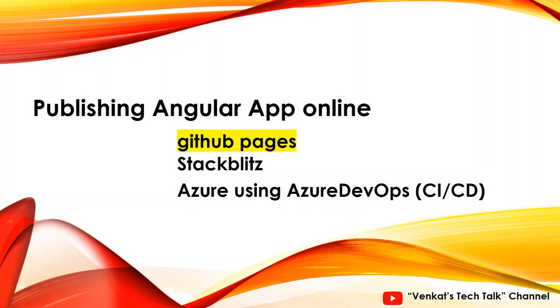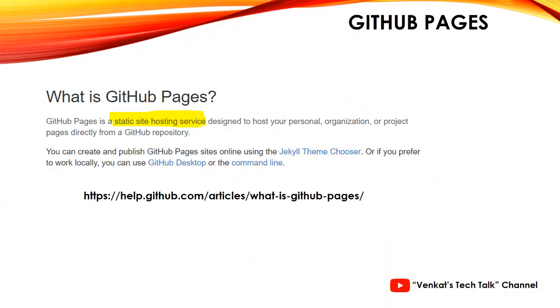Okay, so what is GitHub Pages? GitHub Pages is one of the services offered by GitHub. Simply, it allows us to publish a repository into GitHub Pages. Basically it allows us to publish or host static content, especially JavaScript, HTML, or client-side content. It may be personal, organization, or project pages directly from a GitHub repository.